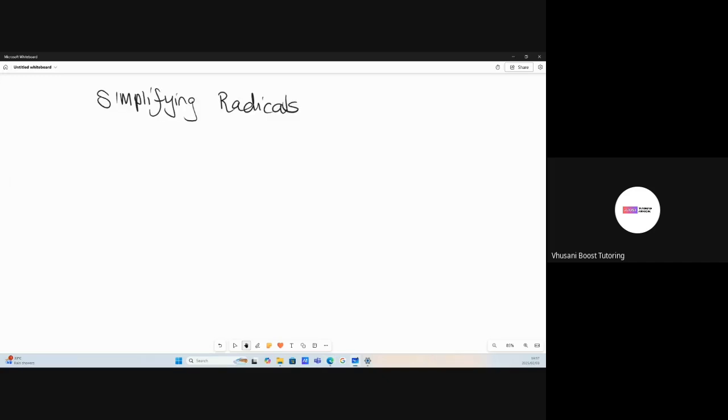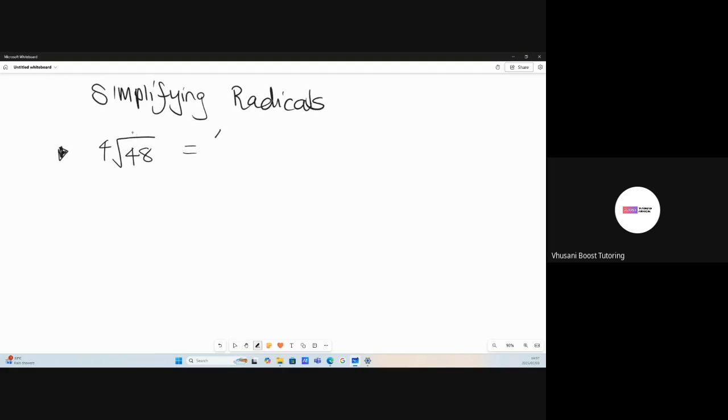So simplifying radicals is pretty simple. You just need to break it down into a smaller form, right? So for example, let's say we have the 4th root of 48, and they want you to simplify this without a calculator. I'm sure you guys remember those types of questions. All you had to do is keep the roots there, then break down the inner parts, right? So what can we break this down into?